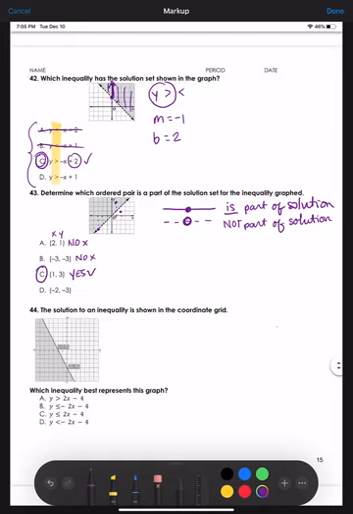And I'll just check this last one to be sure. (-2, -3): 1, 2, 3. It's not in the shaded region, so no. The correct answer is C.